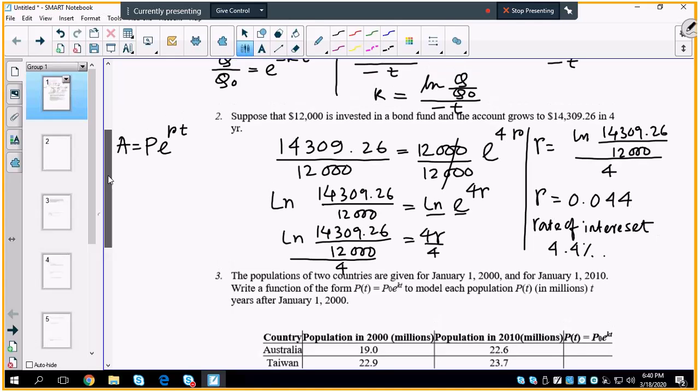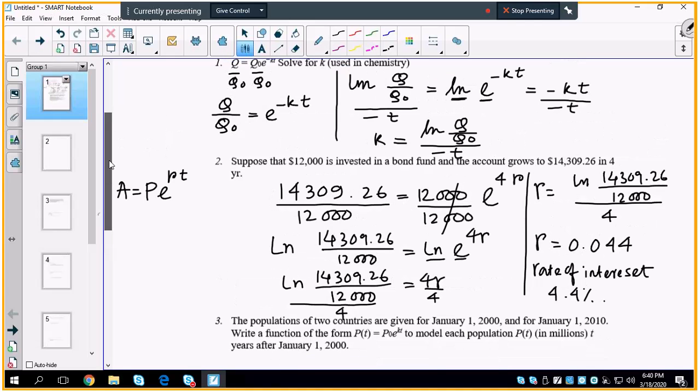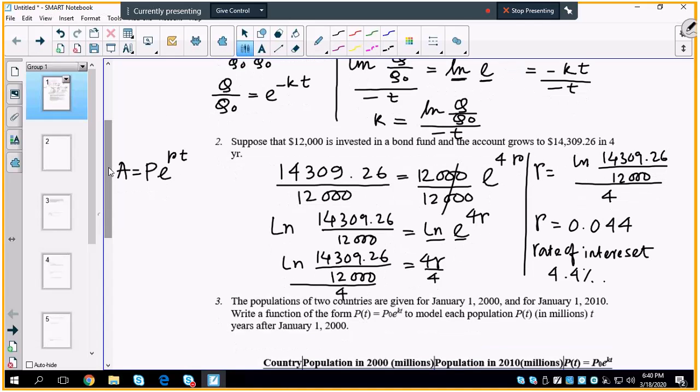The thing that I want you to remember is that pretty much all the application problems are going to be related somehow to these types of formulas. In this problem, I have assumed two things. I have assumed that I want to know the rate of interest, which I did not tell you initially. And I have also assumed that compounding is continuous.